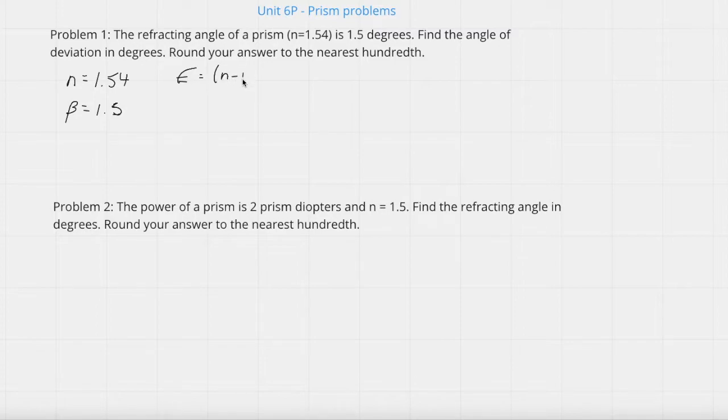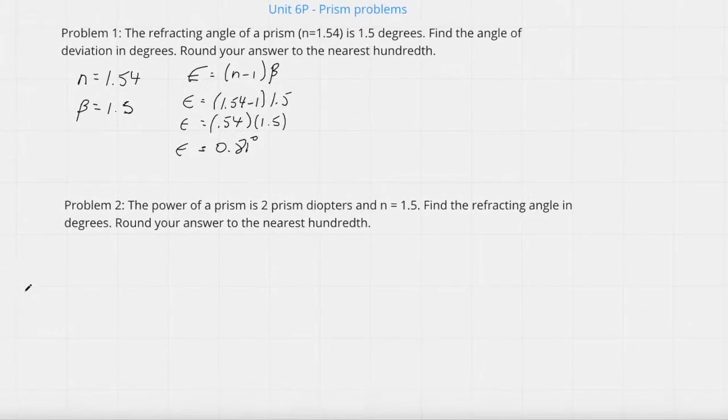So it's a matter of simply plugging into the formula epsilon in degrees equals n minus 1 times beta. So epsilon equals 1.54 minus 1 times 1.5. We take care of what's inside the parentheses and get 0.54. Multiply that times 1.5, and we find that epsilon equals 0.81 degrees.